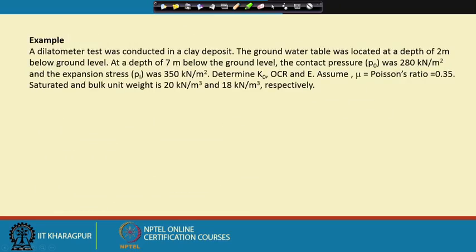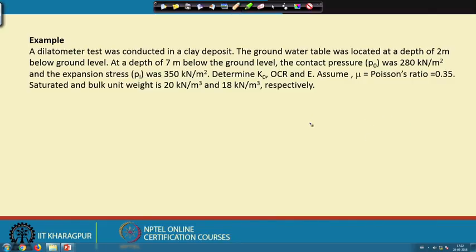Now, we have a typical problem that we will solve here. A dilatometer test was conducted in a clay deposit. The groundwater table was located at a depth of 2 meter below the ground level. At a depth of 7 meter below the ground level, the contact pressure P0 was 280 kilonewton per meter square, and the expansion stress P1 was 350 kilonewton per meter square. Determine the K0, OCR, E, assuming Poisson's ratio mu is 0.35, and saturated and bulk unit weight are 20 kilonewton per meter cube and 18 kilonewton per meter cube respectively.